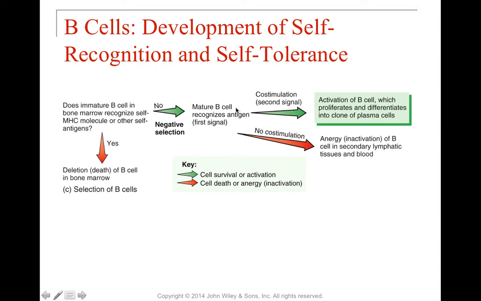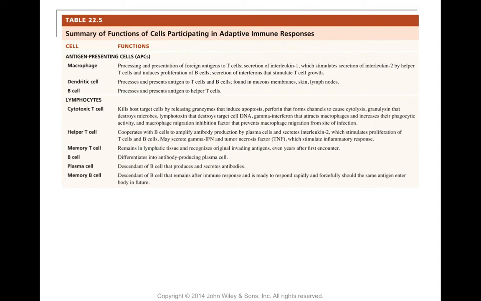Now, if the mature B cell recognizes the antigen under the first signal, co-stimulation is going to occur. We'll have the co-stimulation with the second signal. That's going to cause the activation of the B cell. If we don't end up with co-stimulation, that causes anergy or inactivation of the B cell. And again, this occurs in our secondary lymphatic tissues and in our blood. The immature B cell is unable to recognize self-MHC molecules. The mature B cell is able to recognize antigen and cause co-stimulation, which is going to lead to the activation of the B cell. In this way, B cells are also going to develop both self-recognition and self-tolerance.